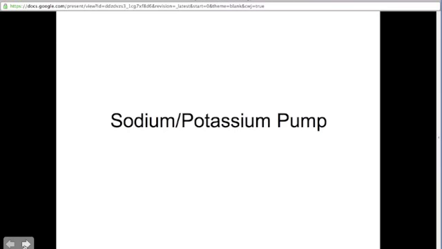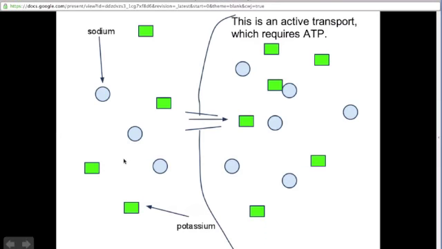Next is sodium and potassium pump. Sodium and potassium pump is a kind of active transport, so it moves sodium and potassium from a lower concentration to a high concentration. It requires energy in the form of ATP.